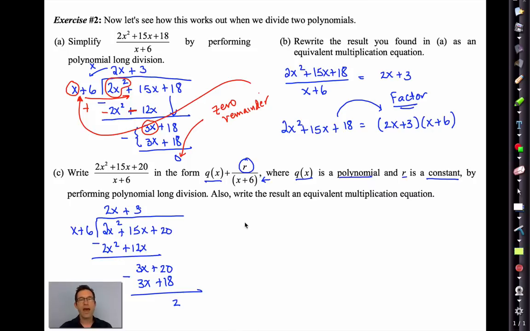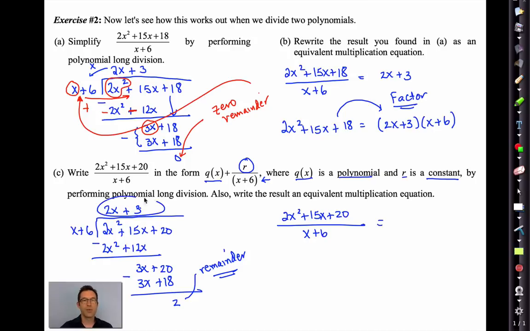All right? That now means, so this is my remainder, right? That means now that 2x squared plus 15x plus 20, all divided by x plus 6, well, that's equal to 2x plus 3. That's my q of x, plus my remainder, which is 2, divided by x plus 6.